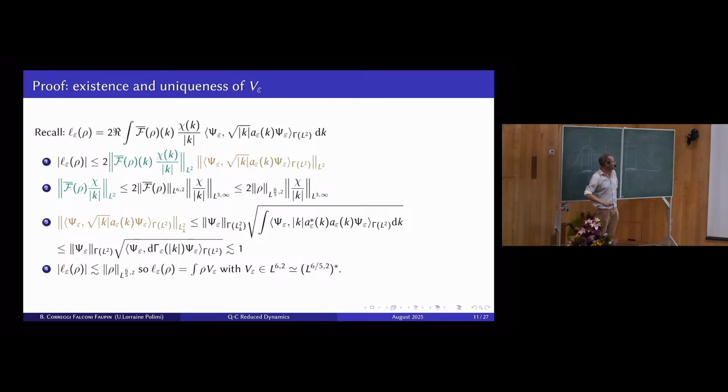Okay, so if we take everything, we have that the modulus of L epsilon of rho is smaller than rho in the norm L 6 over 5, 2. And so we have a continuity. I did not specify it, but you also have some nice properties for duality in those Lorentz spaces. It will be what you would expect. The dual of this L 6 over 5, 2 space is L 6 over 2 space. So you get a potential V in L 6 over 2 so that you can write your thing as just an integral.